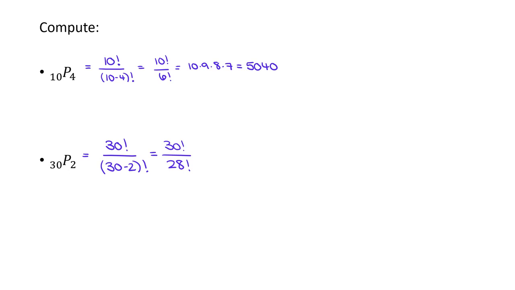Okay, what about 30P2? That would be 30 factorial divided by 30 minus 2 factorial. So 30 factorial divided by 28 factorial. And then when I do the canceling, what happens is I get rid of all the numbers from 28 down. So I'm only left with the 30 and the 29. So 28 and below is all gone. So I'm just left with 30 times 29, which is 870.